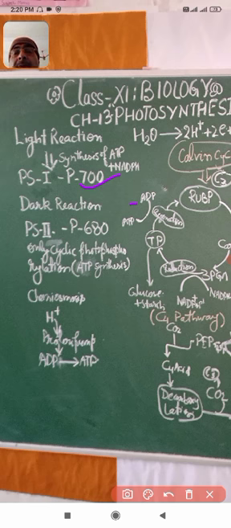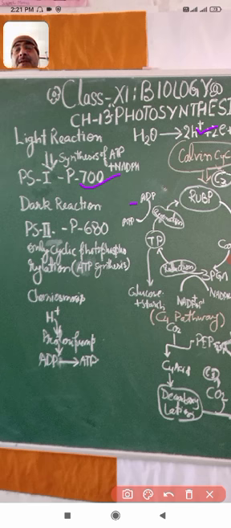So dear student, what happened? The breakdown of water takes place, and hydrogen ions and electrons get produced in the photosystem, and these electrons get transported. These electrons get accepted by the electron acceptor. They are present in PS1 and PS2, which results in the synthesis of ATP and the synthesis of NADPH.